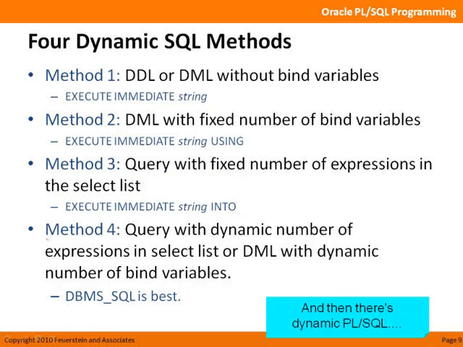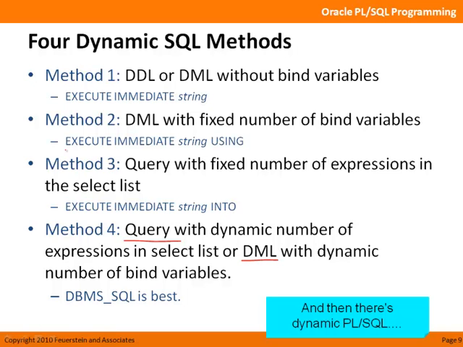Method 4, the most complex of all, is a query with a dynamic number of expressions in the select list, or a DML statement, update, insert, delete, with dynamic number of bind variables. In other words, at the time I'm writing my code, I don't know if my select statement is going to retrieve 2 values or 100 values. Or if I'm writing an insert, update, or delete, I don't know how many bind variables I might have to bind in. 2, 10, 20, I don't know. Which makes my dynamic SQL statement extremely dynamic.